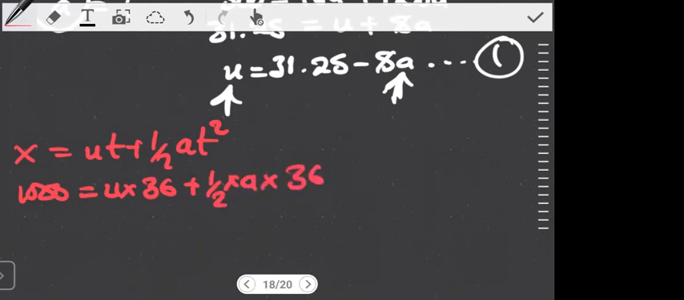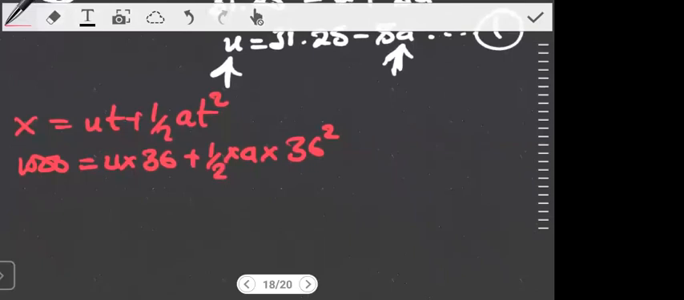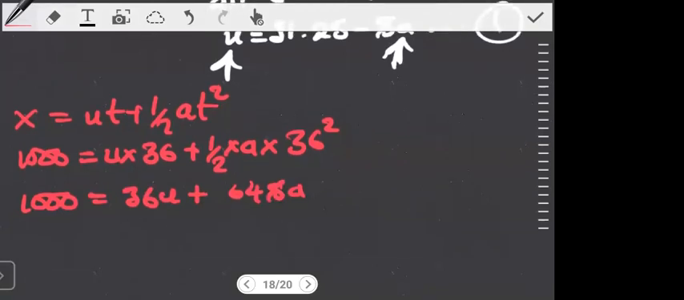which is that 36 squared. If we simplify this, what we now get is 1,000 equal to 36u plus, so we square the 36 and then get half of it. We're going to have 648 multiplying the acceleration. From here, we can reduce this further as well. We can divide through by 36. If you choose to divide through by 36, what you're going to have here is going to be 27.77, but basically you're going to have an 8 at some point.